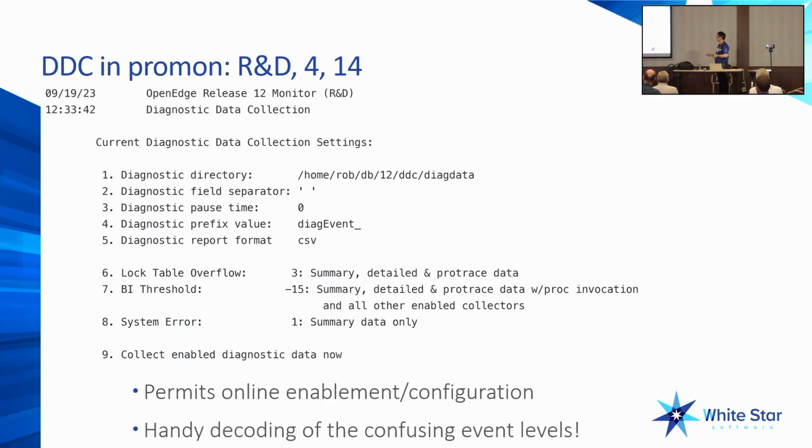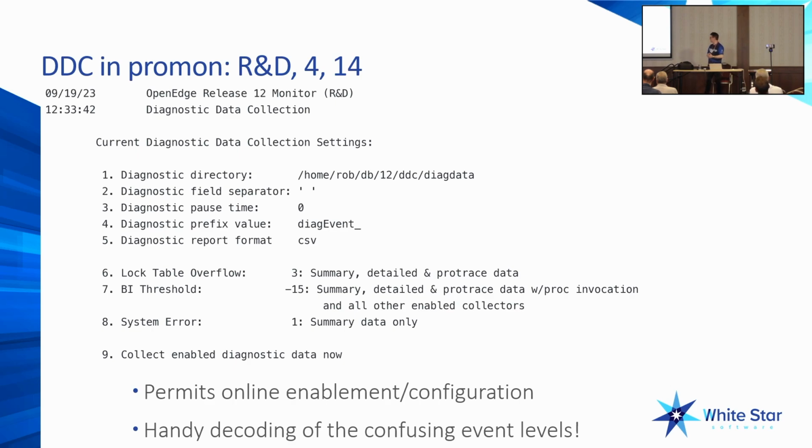And as I said, these event levels that I showed you the big table of, don't even bother trying to memorize them, at least I can't. So you can just type in the numbers until you see the result you want. Like you can type 6, 3, and it'll tell you, oh, lock table overflow at level 3 means you get these 3 things. You have to look up what those things are in terms of which VSTs are collected, but once you know that, then it does a handy translation of these things.